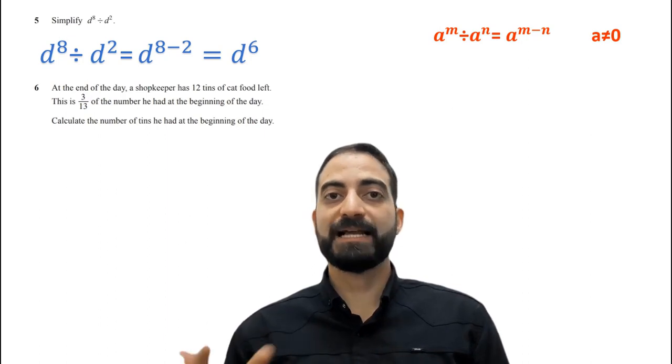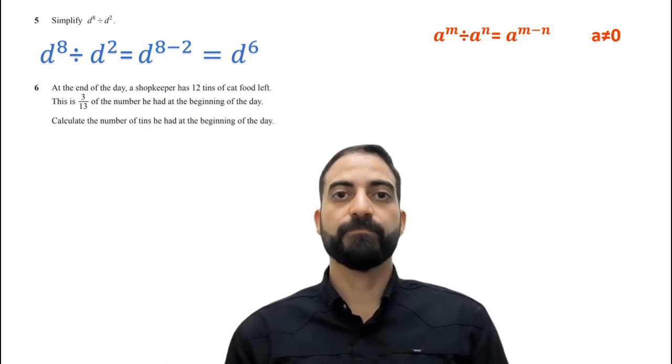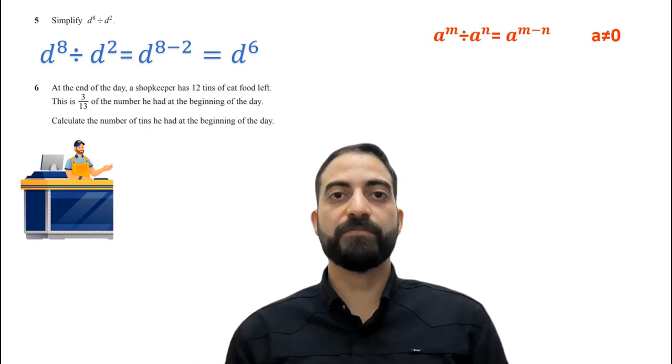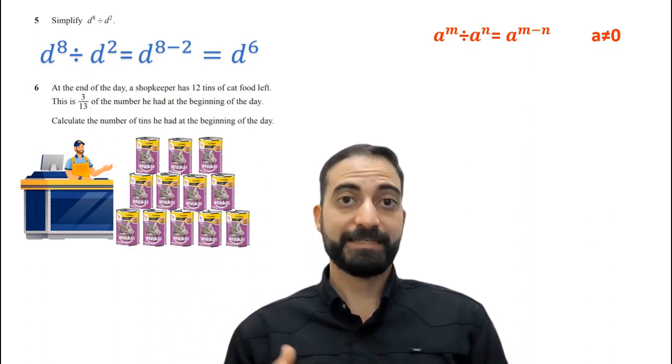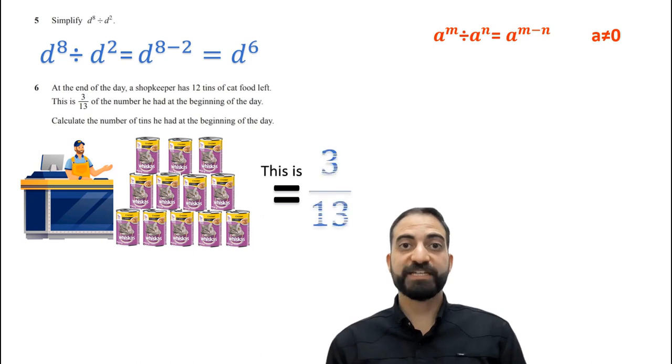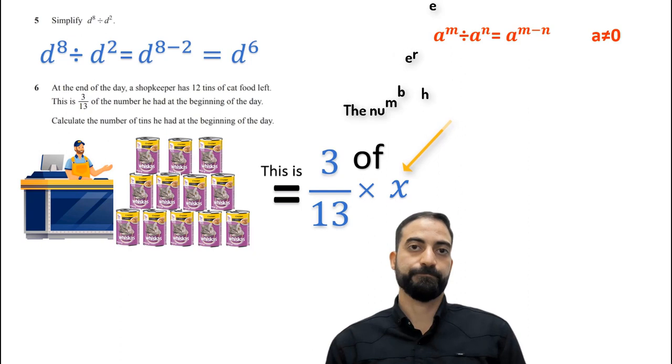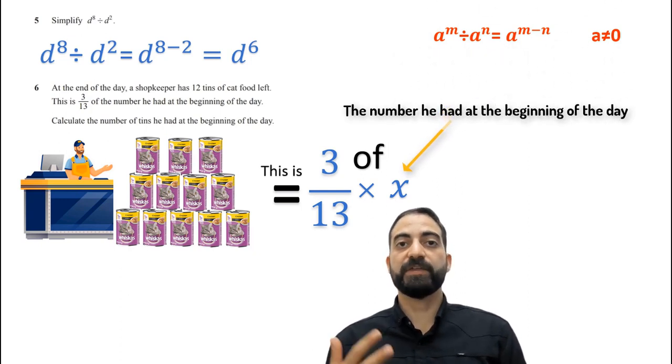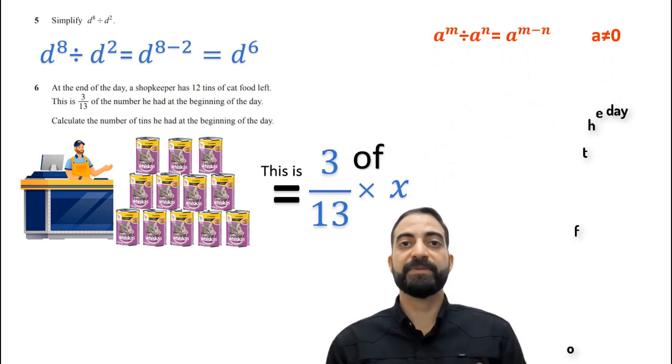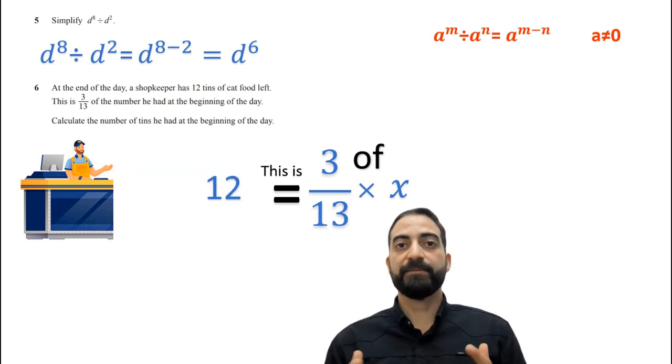In this question, he tells us that at the end of the day, a shopkeeper has 12 tins of cat food left. This is 3 over 13 of the number he had at the beginning of the day. We are required to calculate the number of tins he had at the beginning of the day. As we see, we were able to convert the given into an equation in this form. And now we are required to obtain the x.